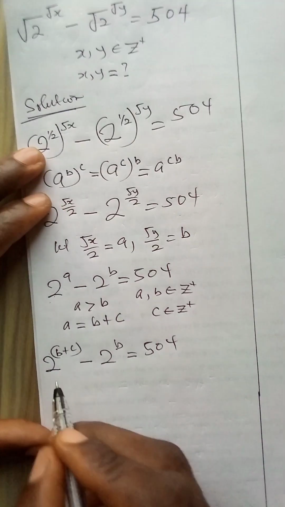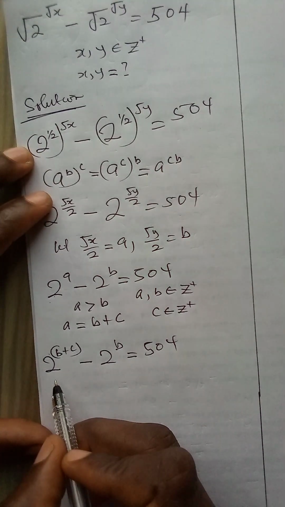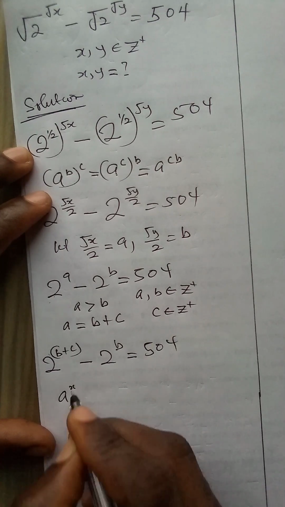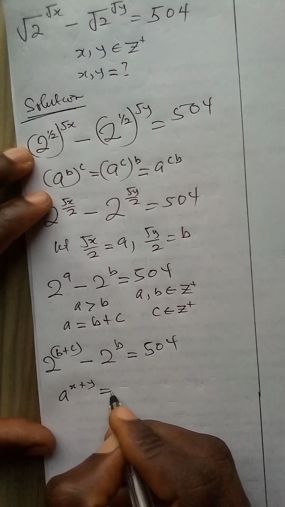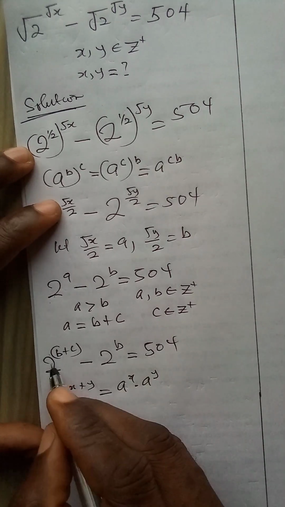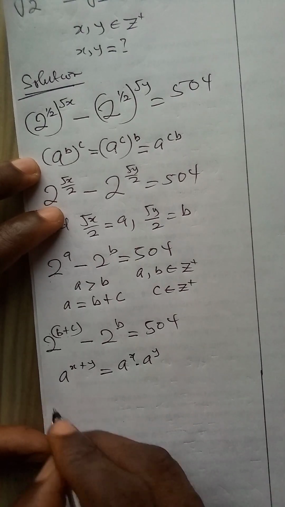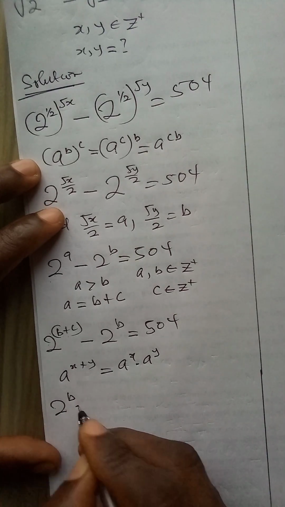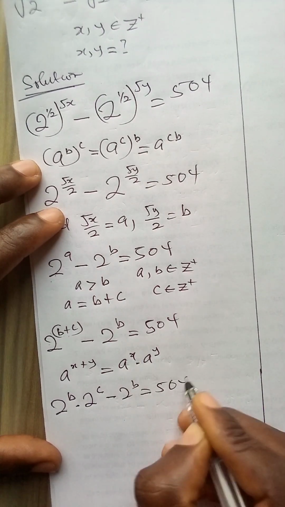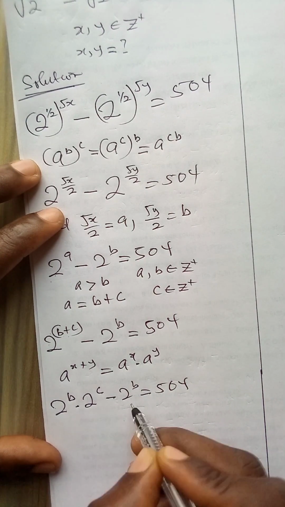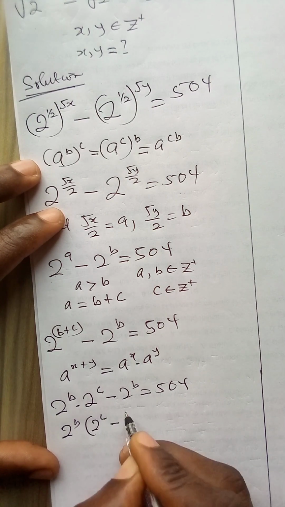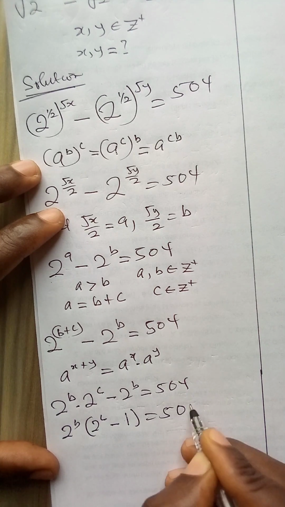Now at this point, I will apply the addition law of indices, where a to power x plus y can be written as a to power x times a to power y. So this one now can be rewritten as 2 to power b times 2 to power c minus 2 to power b is equal to 504. I can factorize 2 to power b out here. 2 to power b remaining 2 to power c minus 1 is equal to 504.